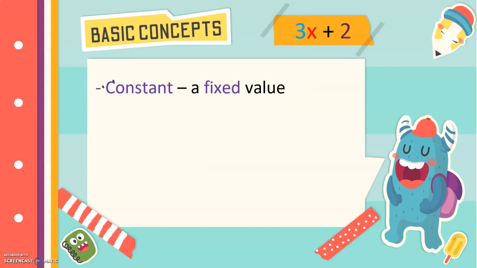We also have what we call a constant, which is a fixed value. Our constant in this expression 3x + 2 is this 2 because 2 is a fixed value. 2 here means 2, but for 3x, we do not know yet what the value is because we still have here a variable, which is a representation of an unknown value.